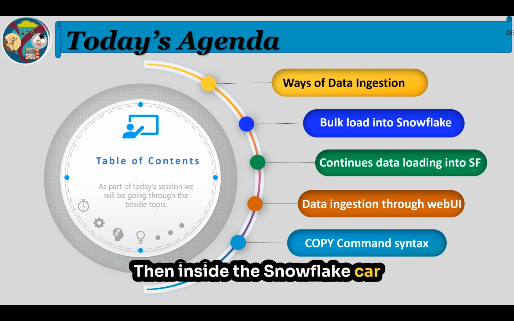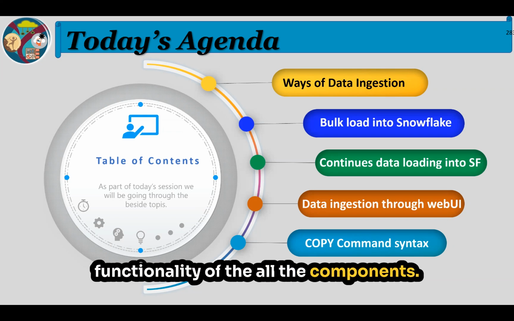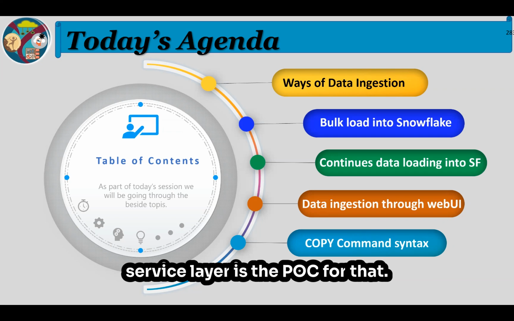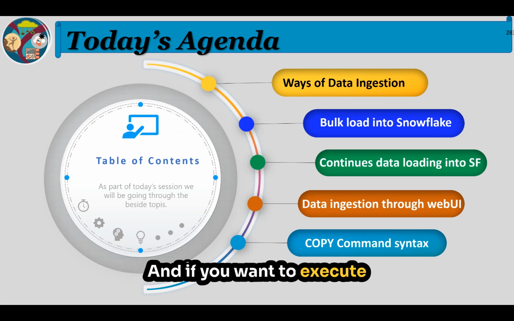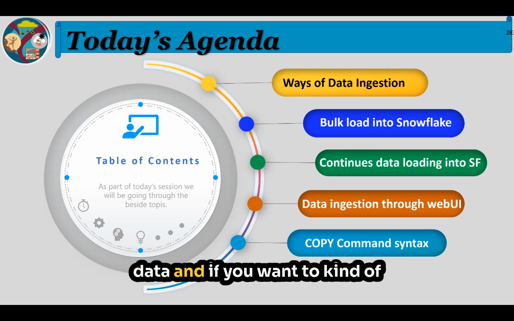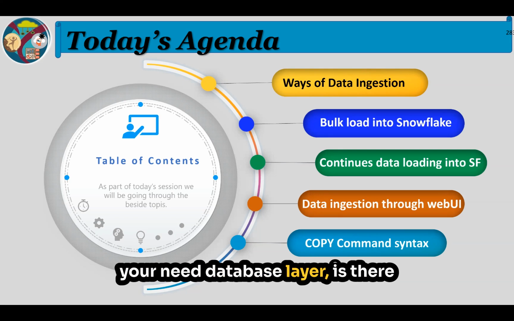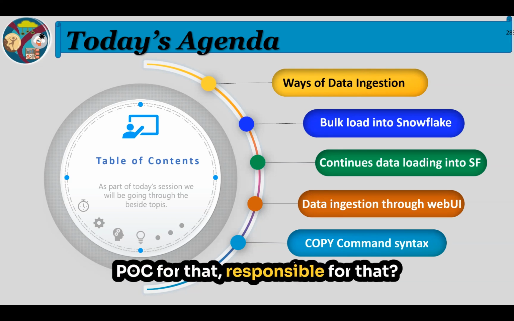Then inside the Snowflake architecture, what components are available and what is the functionality of all the components. If you want to maintain the Snowflake account, the cloud service layer is the POC for that. If you want to execute queries and process your data, the warehouse is responsible for that. And if you want to store and organize the data as per your need, the database layer is responsible for that.